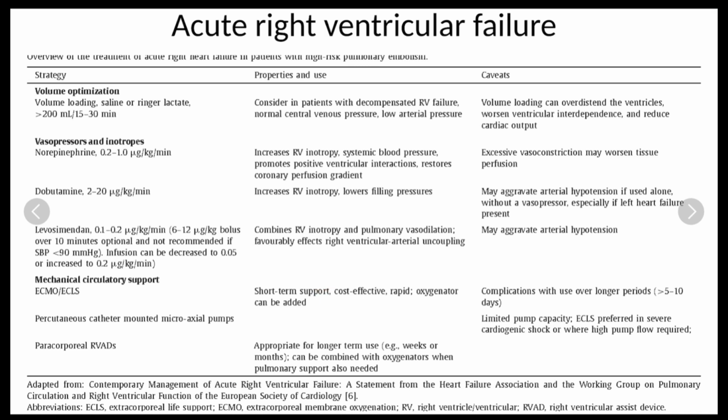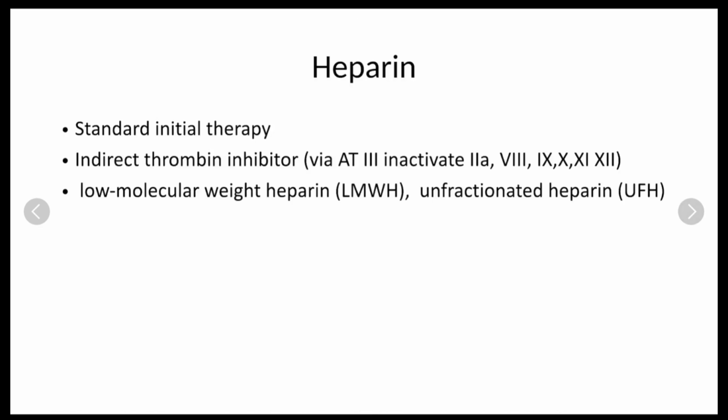But there are complications with use over a longer period, like if we are using them for more than 5 to 10 days, then they have a lot of complications and limited pump capacity. These percutaneous catheter method microaxial pumps have limited pump capacity, and ECLS is preferred in severe cardiogenic shock or where high pump flow is required. And this paracorporeal RVAD, what is RVAD? Right ventricular assist device. These are appropriate for longer term use, like weeks or months, and can be combined with an oxygenator when pulmonary support is also needed. So this is acute right ventricular failure management in case of high risk pulmonary embolism.